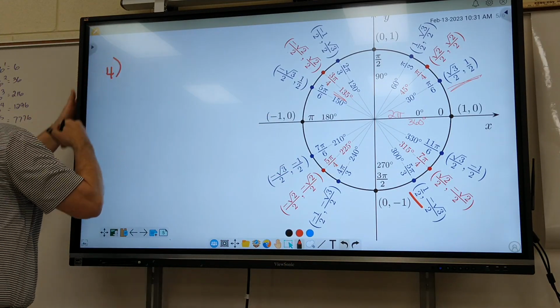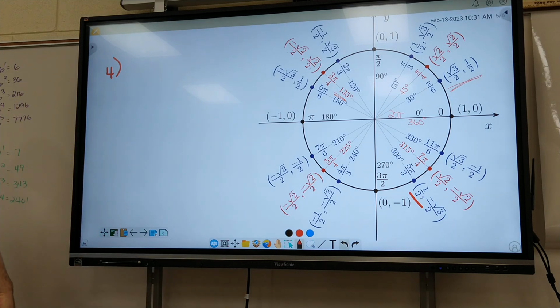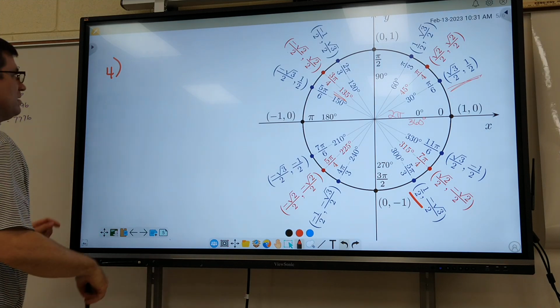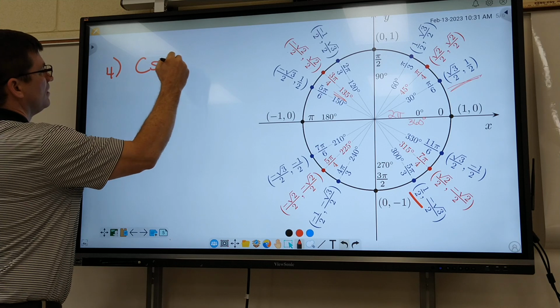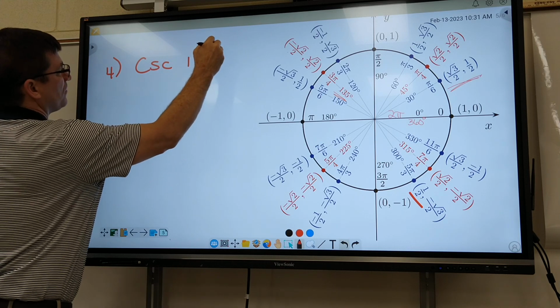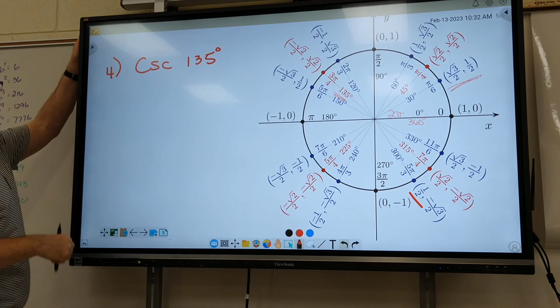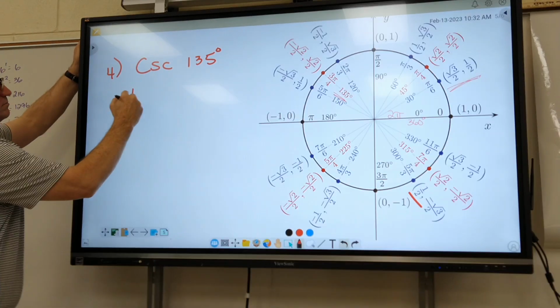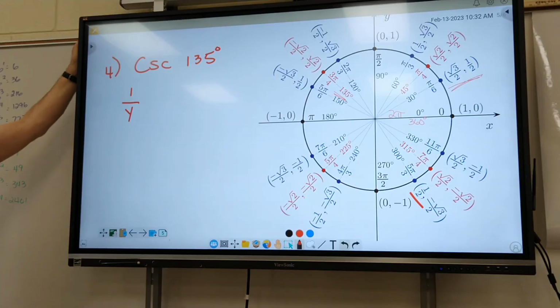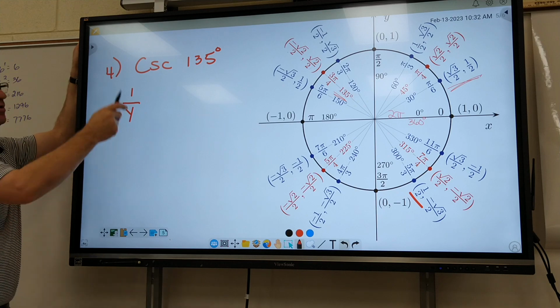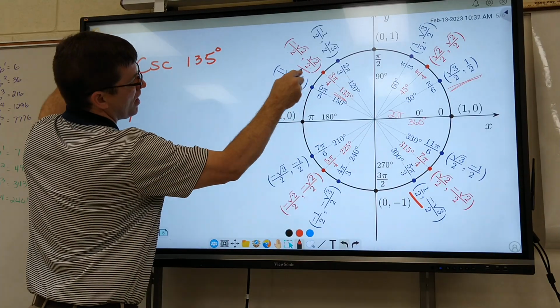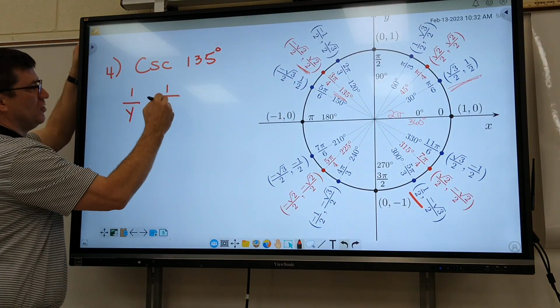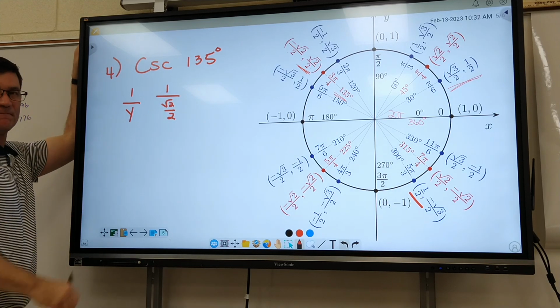All right, number 4 says cosecant of 135. All right, Jada, what's my formula for cosecant? CSC is 1 over y. All right, everybody good with where Jada got that from? So go to 135. Here's your y right here. So it's 1 over root 2 over 2, right?